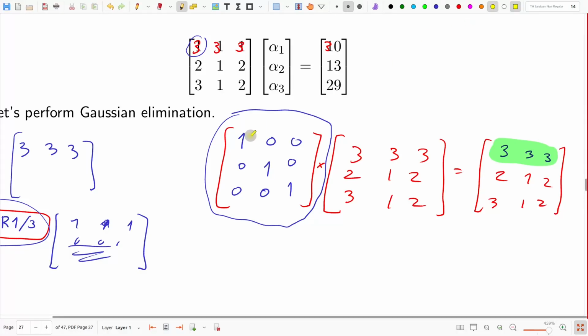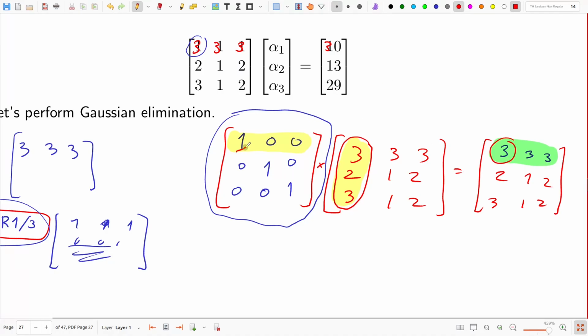Basically, you take the first row of the left-hand side of the product, and then you multiply this with this column. You multiply 1 with 3, and you get this 3. Because you have 1 times 3, 0, 0, you get just 3. How do you get the second 3?